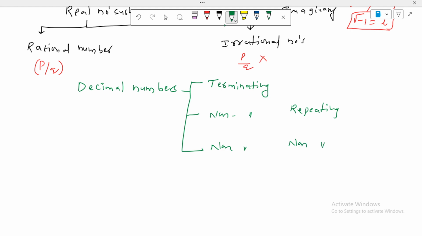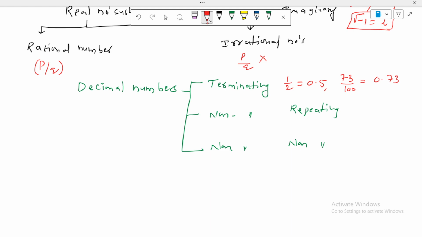Terminating, the name itself says it terminates. For example, you can take 1 by 2, whose value is 0.5. For example, you can take 73 by 100. You already know 73 by 100 can be expressed as 0.73. These all terminate after a finite number of digits. That's why these are called terminating decimals.